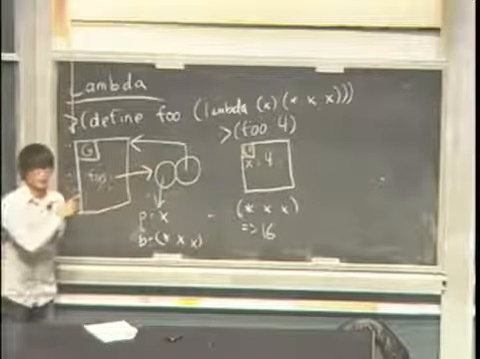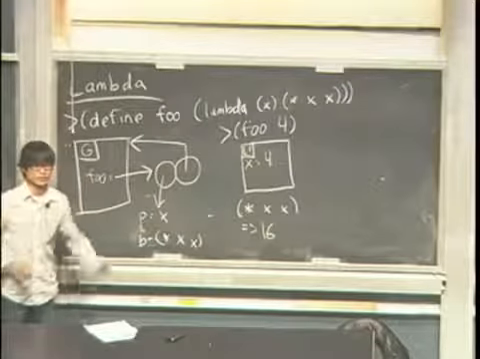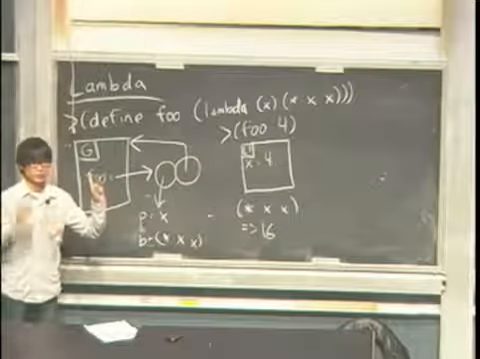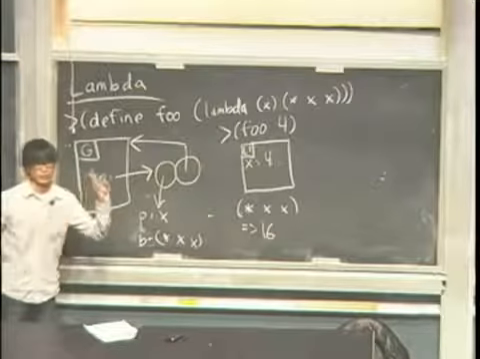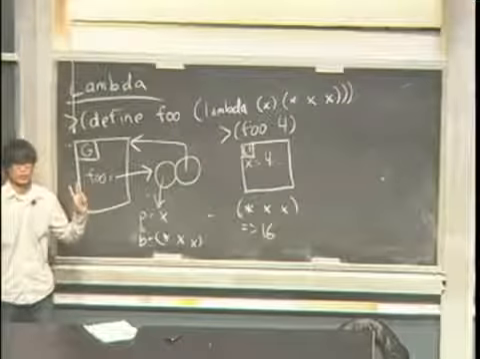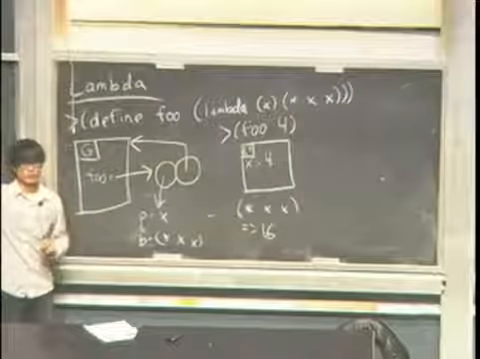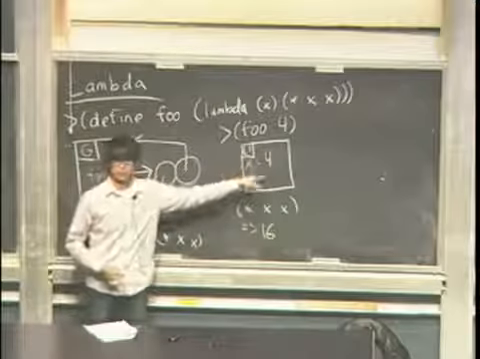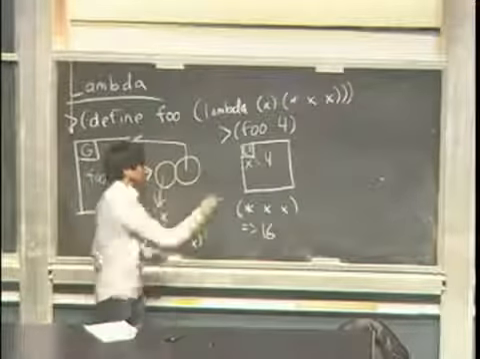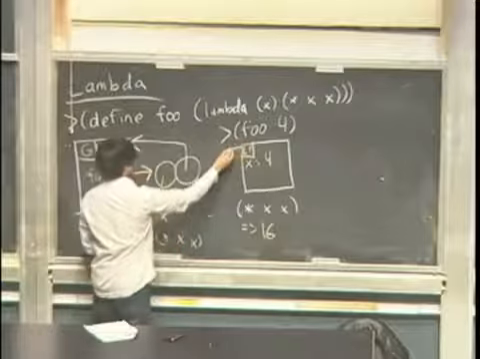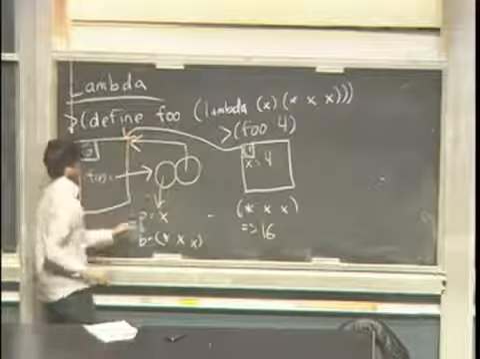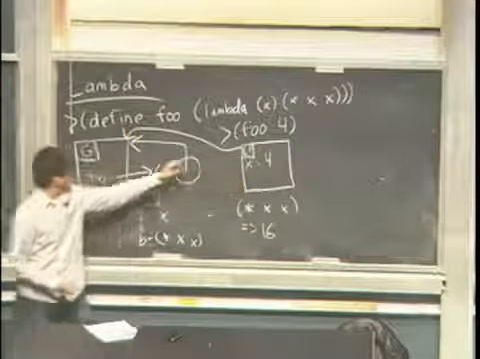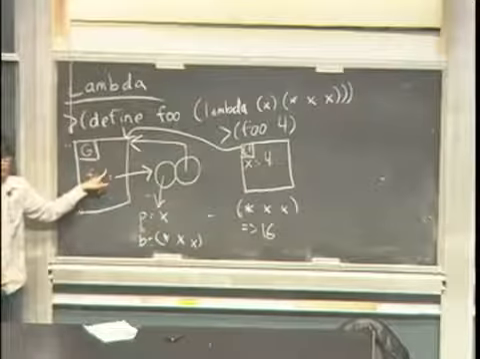Remember when I defined an environment, I said an environment's two things. One, it's a frame that binds symbols to values. And two, it's that pointer that points to another environment. Right now, I have the frame: x is bound to 4. But I don't have that pointer yet. And I'm going to show that relationship. I'm going to draw this pointer to represent that this environment is enclosed by this environment.